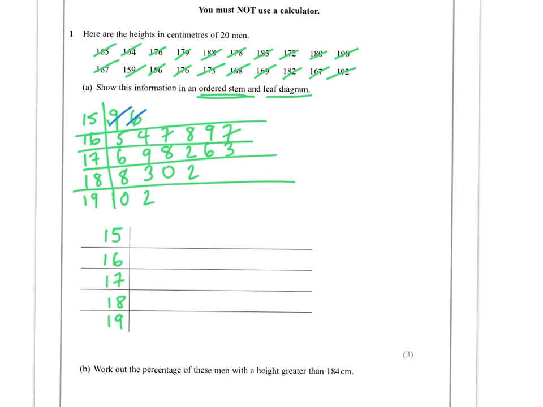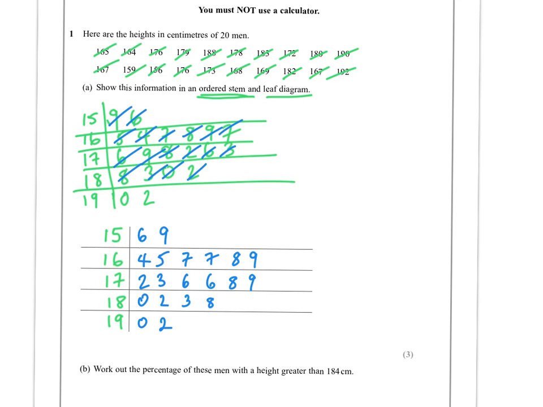So we've got a 6 with a 9, and then a 4, 5, 7, another 7, 8 and 9, and then in this instance 2, 3, double 6, 8, 9, and then 0, 2, 3, 8, and then this one's okay as it is.